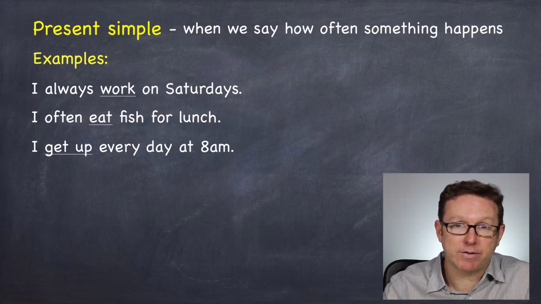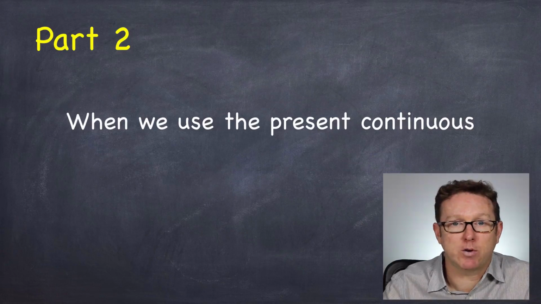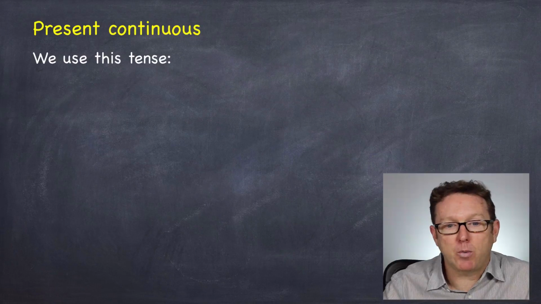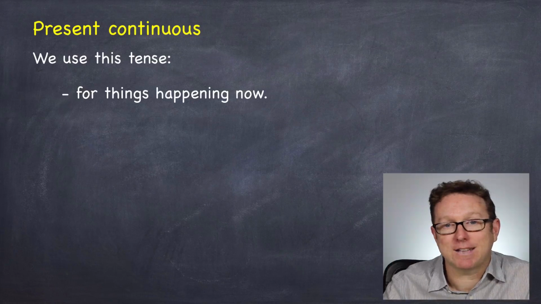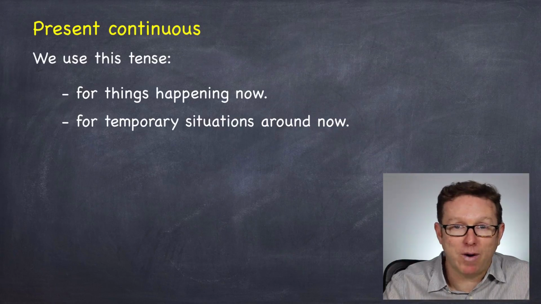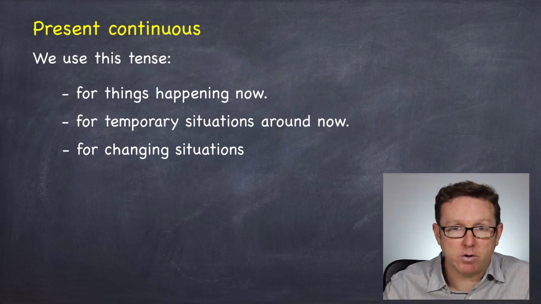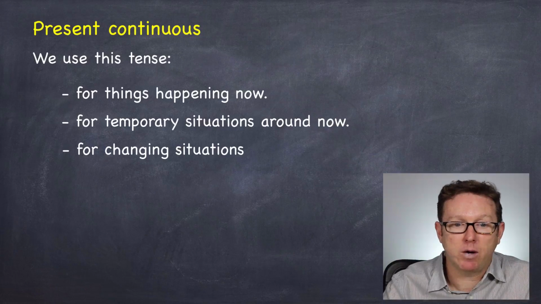Okay, now let's go and have a look at the present continuous. Now here we are, part two, when we use the present continuous. Let's have a look at these examples. So we use this tense for things that are happening now, for temporary situations around now, and for changing situations. We'll have a look at those 3 points individually now as well.